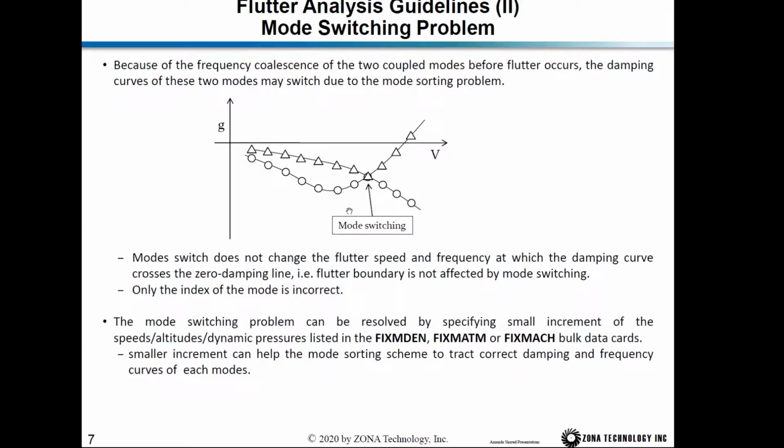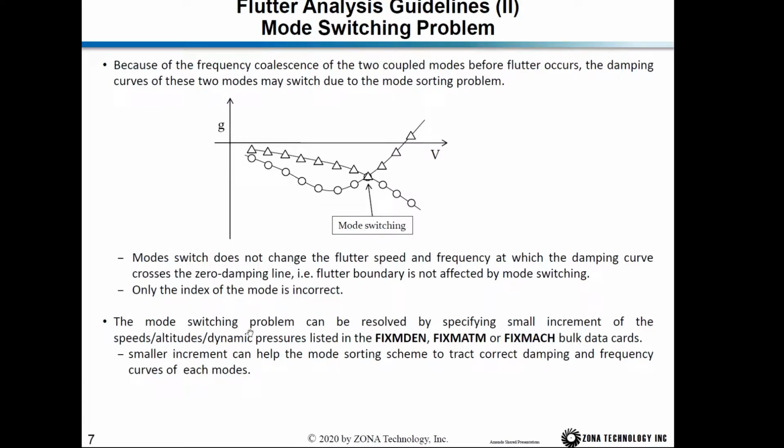The mode switching does not change the flutter speed and the frequency at which the damping curve crosses the zero damping line. So the flutter boundary is not affected by the mode switching. Only the index of the mode is incorrect. This, however, will not give us a serious problem, because you cannot say this flutter mode is bending mode flutter or torsional mode flutter. That is an incorrect statement, because you have to say this flutter mode is due to bending and torsion coupling.